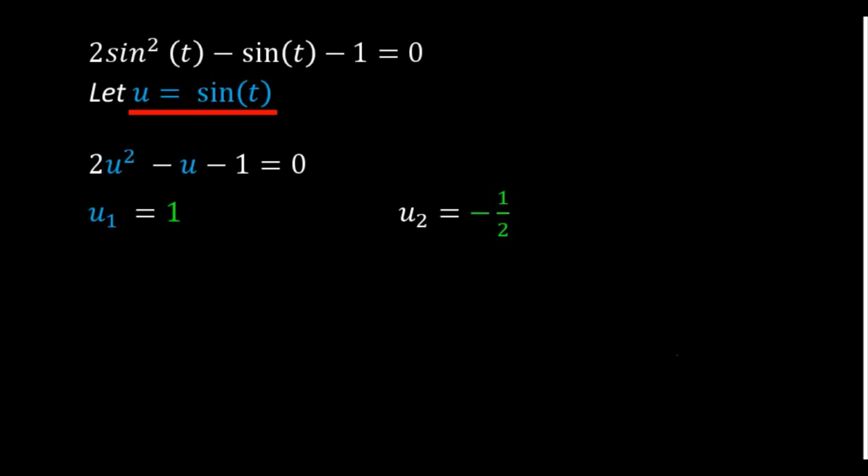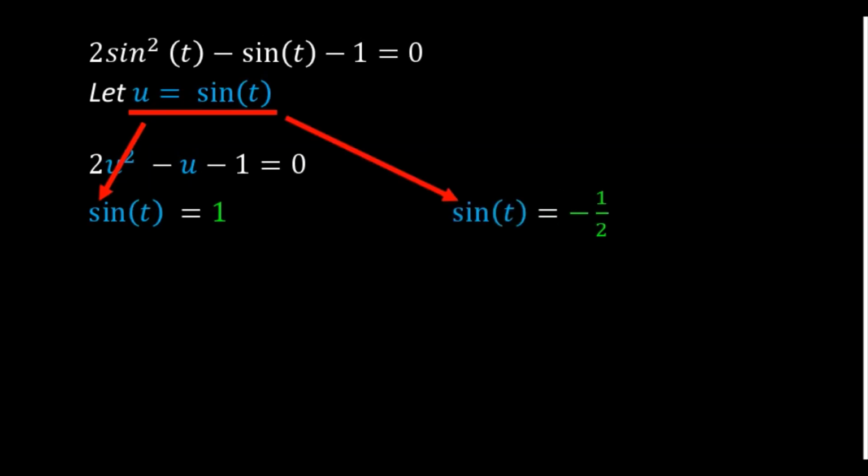Now remember that we did a u substitution, so that was something that we invented. So we need to do the backward substitution now. We will substitute every u with sine of t. So sine of t equals 1, and we had u2 equals negative 1 over 2, so now we'll have sine of t equals negative 1 over 2. And there's a little bit faster way how we can solve the rest of it using the unit circle, but I will show you how to use a general approach because that will help you in future problems.